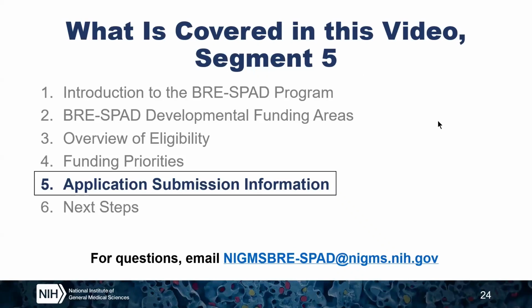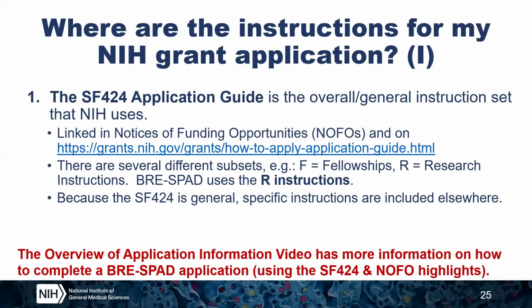Segment 5 is application submission information. First question is, where are the instructions for my NIH grant application? The first answer is the SF424 application guide. This is the overall general instruction set that NIH uses.